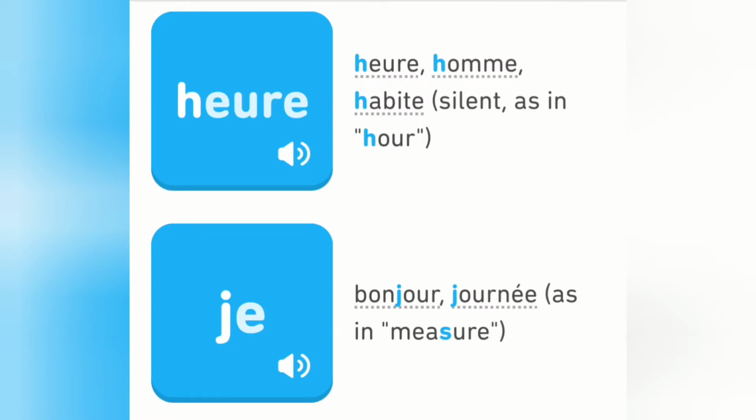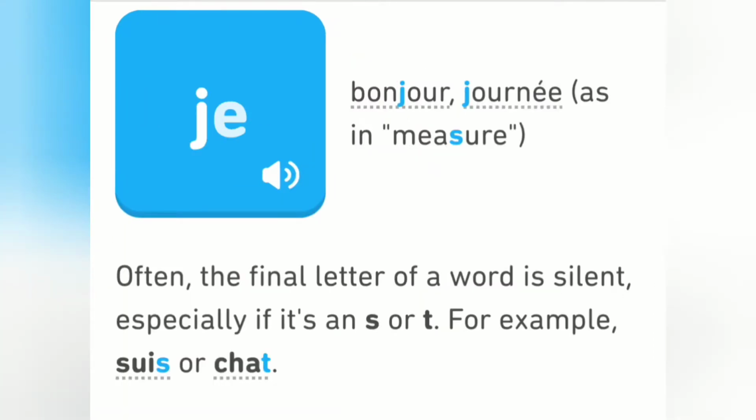For example, habit, and J, as in measure. For example, bonjour and journée. Usually, the final letter of a word is silent, especially if it is an S or T. Like, for example, suis or chat.